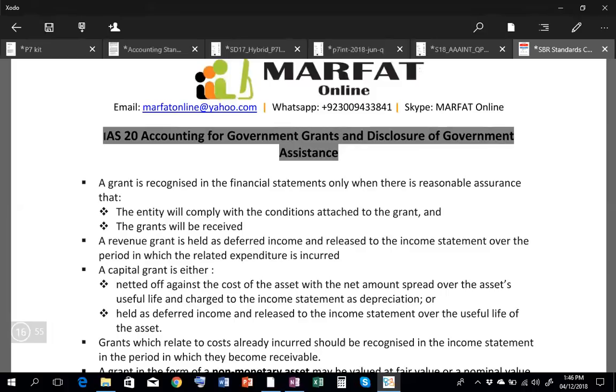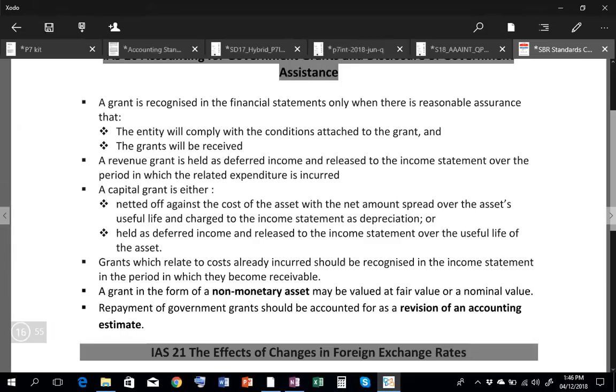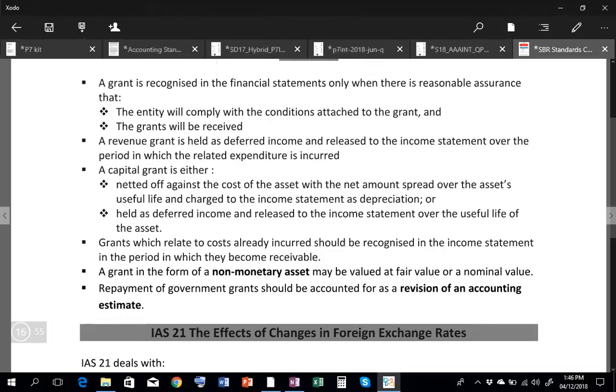So capital grant has two treatments. The first thing is that you can deduct the grant from the cost of the asset, and income will be recorded in the form of a reduced depreciation charge. And the second thing is you can record it as a deferred income. So deferred income means that when you receive the grant, you record it as a liability, and you will be recording the asset separately, the liability component separately, depreciation separately, and amortization of the grant.